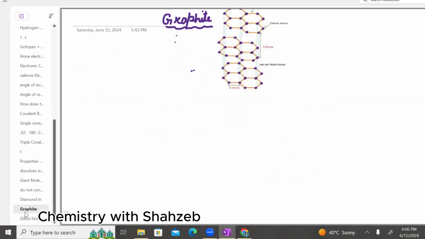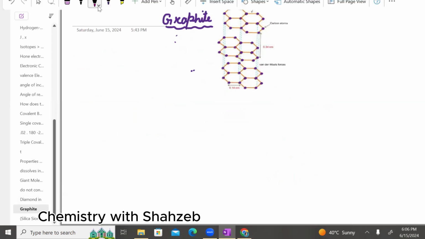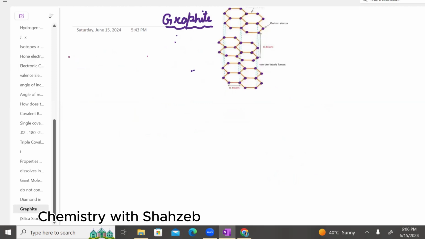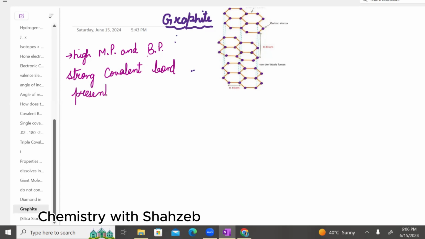Okay, so now let's move further towards graphite and discuss the properties of graphite in detail. First of all, it has a high melting point and boiling point. The reason is quite simple: because of the strong covalent bonds present in it.